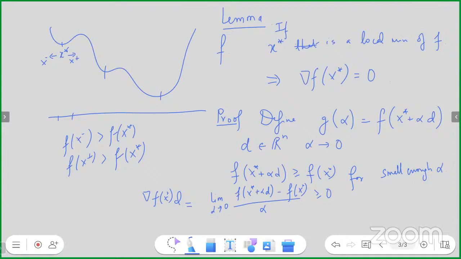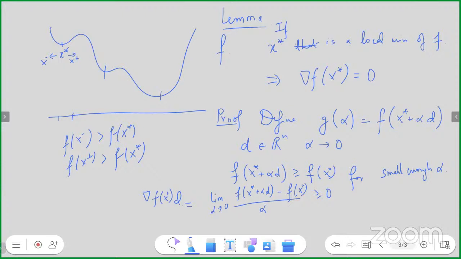On the other part, tell me what the other part will be: x star minus alpha d, where alpha is greater than 0, small enough. So what does the direction mean? The other direction, you have a minus sign, limit that is greater than or equal to 0. So gradient f of x star times d is greater than or equal to 0. And since d is any arbitrary direction, if you replace it with minus d, that will work. So d should be replaced with minus d.